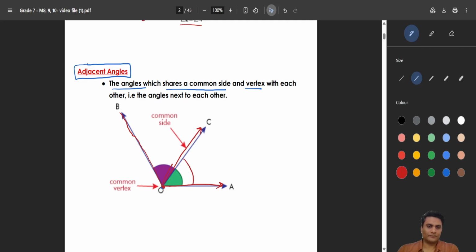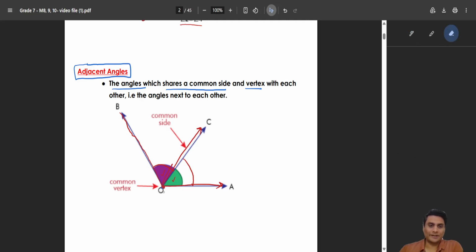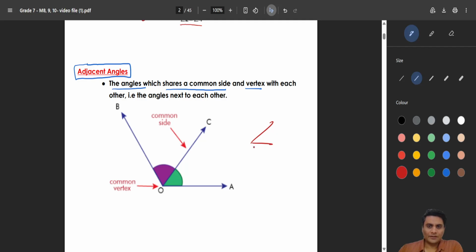One angle here in green color, and one angle here in purple color. Now, what is a unique property here? Both these angles have a common vertex. What is vertex? Let me erase all this and show it to you. Vertex means the point from where the lines are coming. This is the vertex, right? Now the vertex for angle BOC is O only, correct? And the vertex for angle COA is also O. So they have a common vertex, right? For this angle also, this angle also, this is the common vertex.